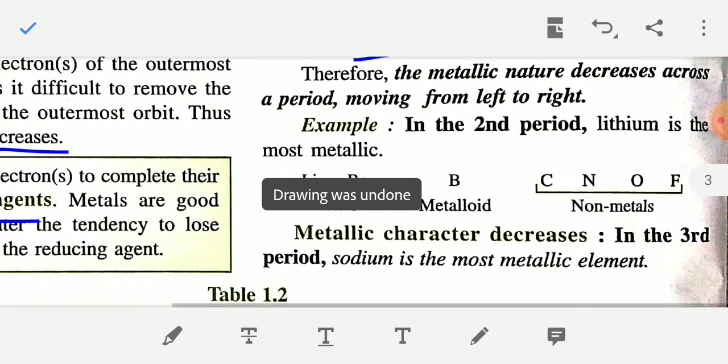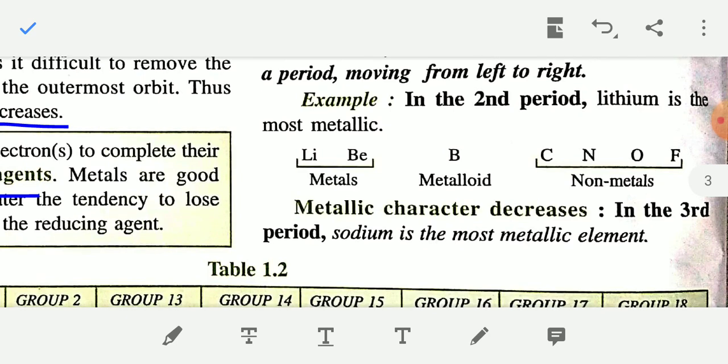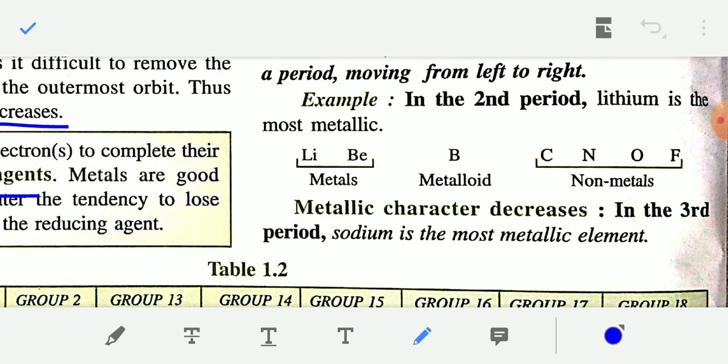So in the second period, lithium is the most metallic in nature, and in the first group, lithium is the least metallic in nature, because down the group metallic character increases, and across a period from left to right, metallic character decreases and non-metallic character increases. So metallic character also decreases in the third period, and in the third period, sodium is the most metallic element.